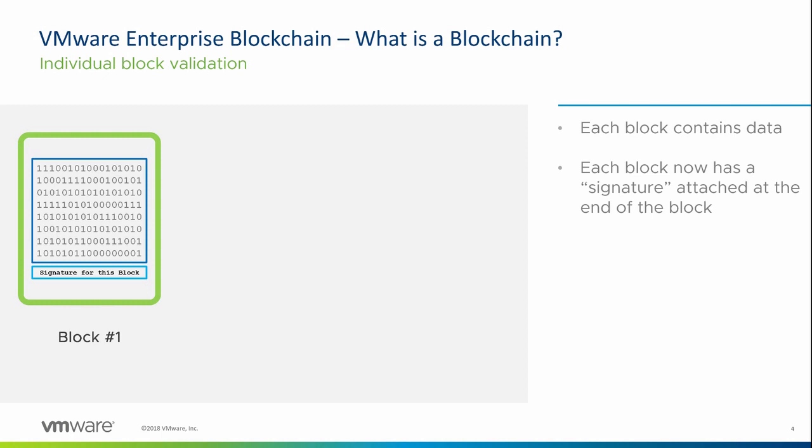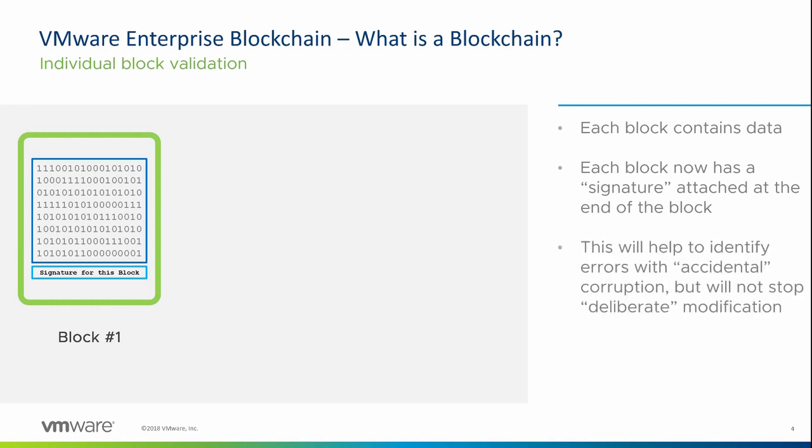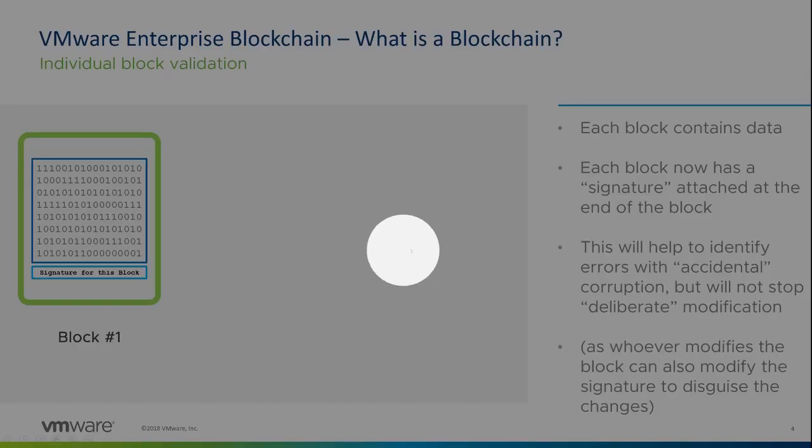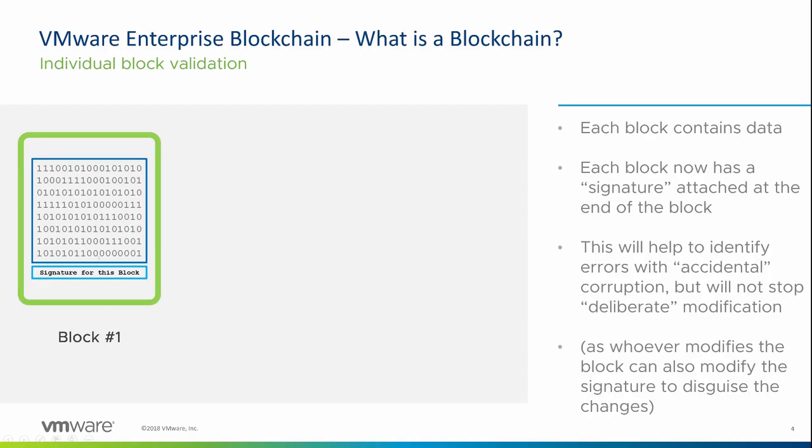So now that each block has a signature attached to it, we can identify errors with accidental corruption, but it won't protect us from deliberate modification. And the reason that this signature doesn't protect us from deliberate modification is whoever modifies the data in the block could equally modify the signature accordingly, so that although the data has been changed, the signature still matches because we've doctored or modified the signature as well.